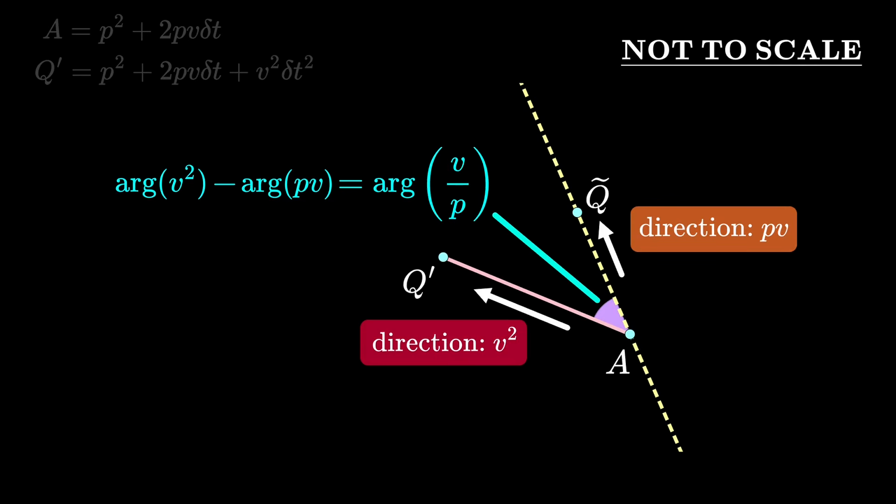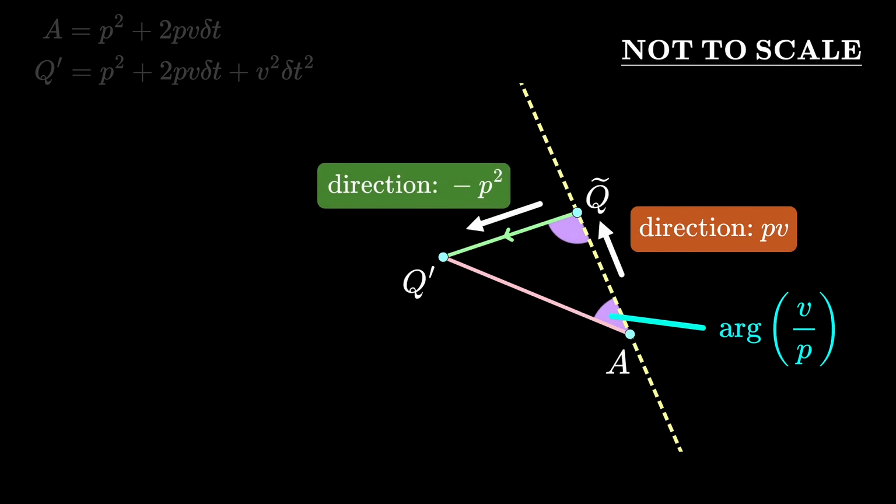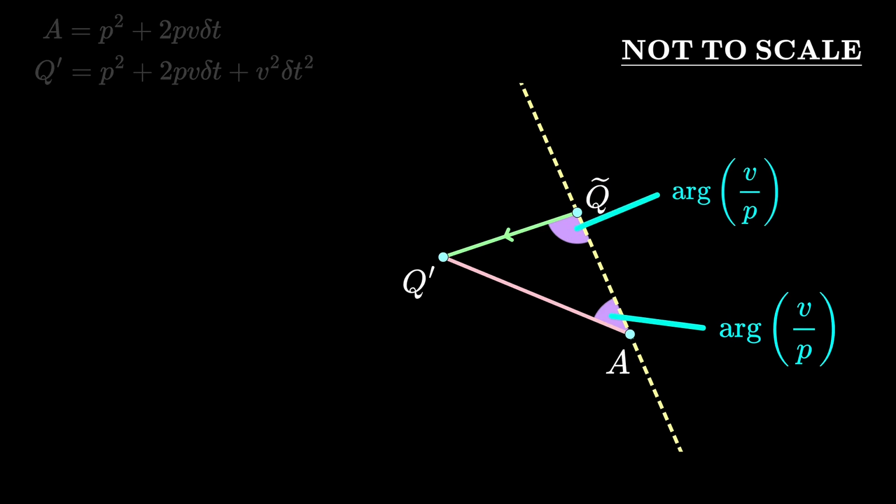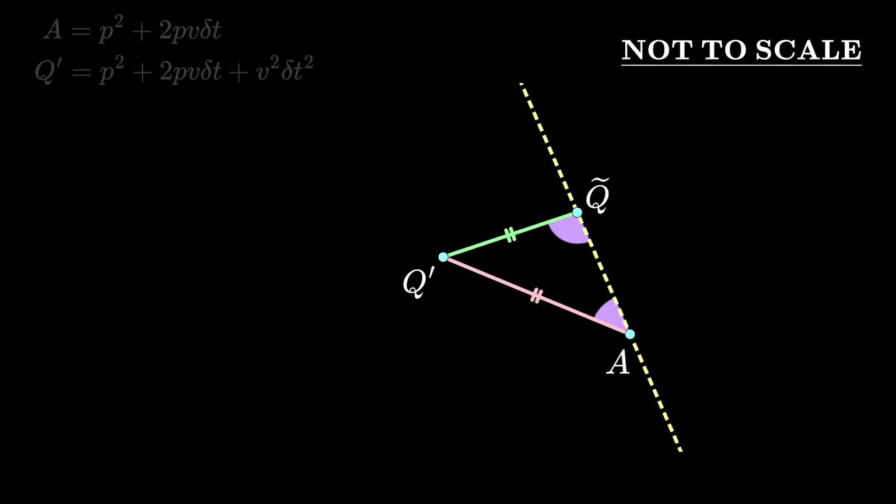We can use basically the same argument for the upper angle, just that this time it's the difference in arguments of other complex numbers. But the result is the same. The upper angle is also the argument of v over p. Because these two angles are the same, we have an isosceles triangle, meaning q tilde q prime and q prime a have the same length.